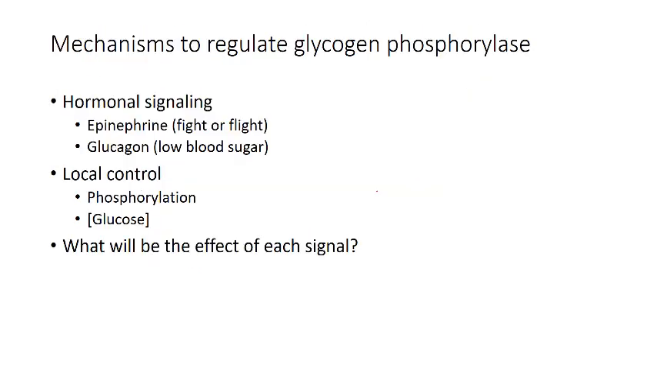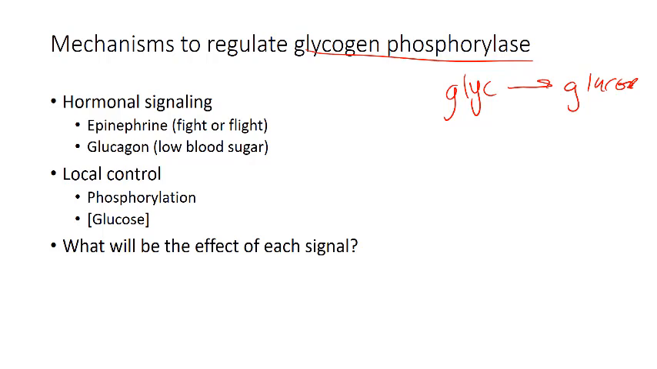So if we think about the pathway to regulate glycogen phosphorylase, we're going from glycogen to glucose. The hormones that are going to say, let's break down some glycogen, are going to be epinephrine, which is the fight or flight. Oh my gosh, I'm scared. I need more glycogen to go and fight a bear. Or glucagon. I'm really hungry. I need more glucose to make my ATP. Glucagon is going to say, hey, let's make more glucose. But then there's also local control of phosphorylation and the actual concentration of glucose.